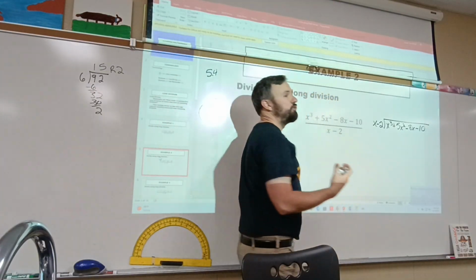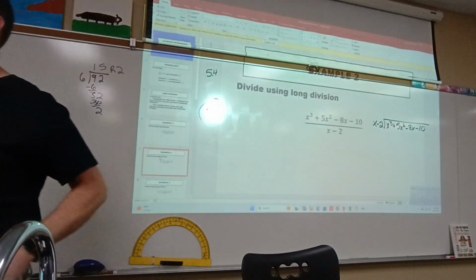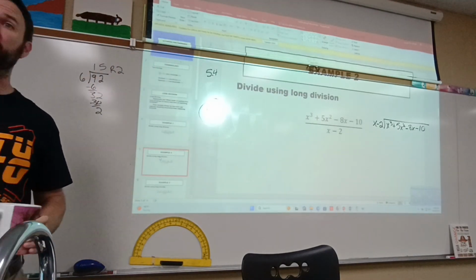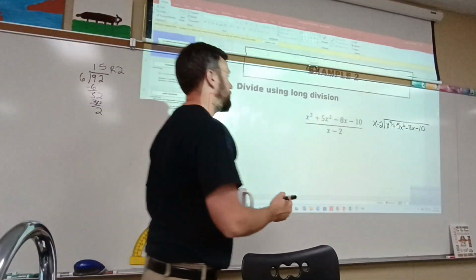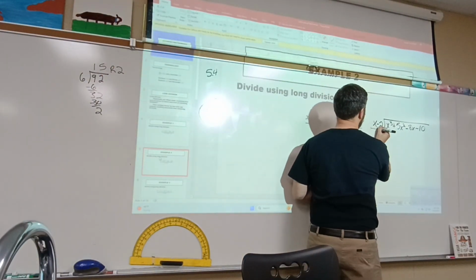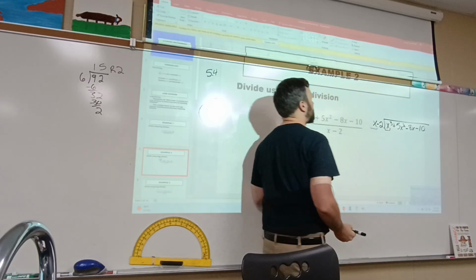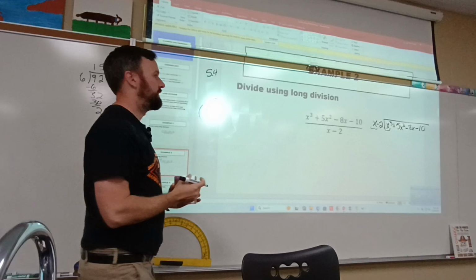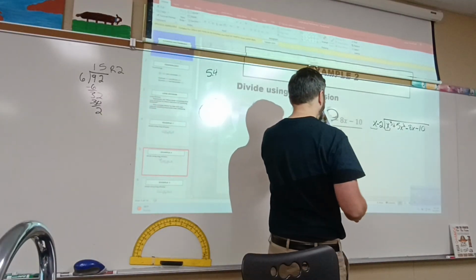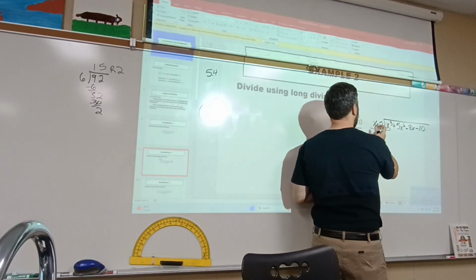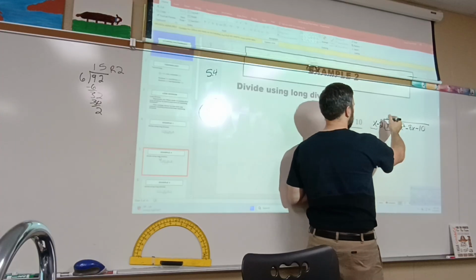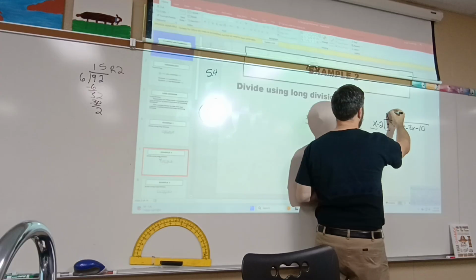Now, when I'm doing anything with polynomials, what do I care about the most? Like if I want to know end behavior, if I want to know how it acts, what do I care about? The leading powers. So when you long divide, you always look at your highest power on both sides. How many times does x go into x cubed? What do I have to multiply by x to get x cubed? X squared.